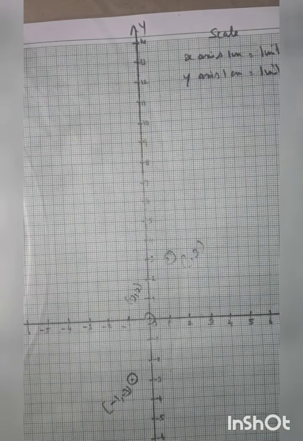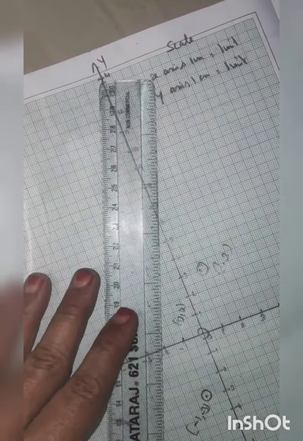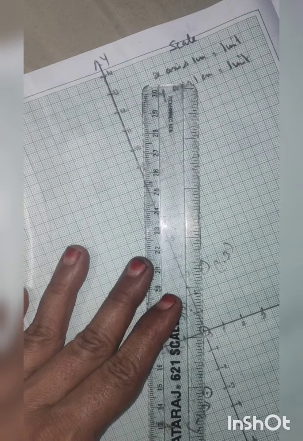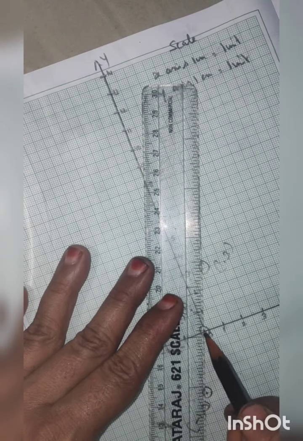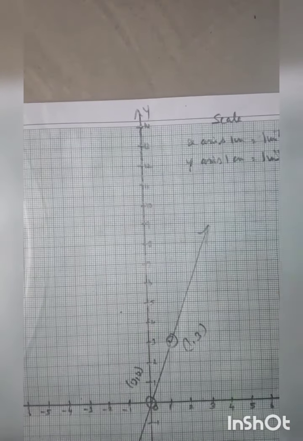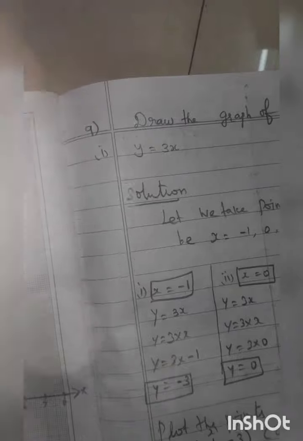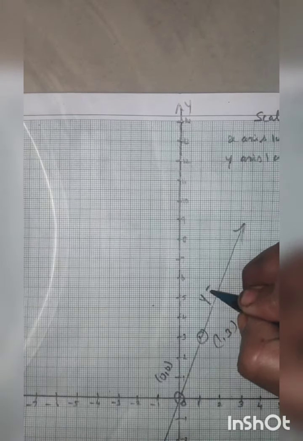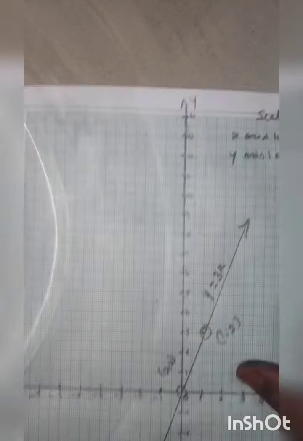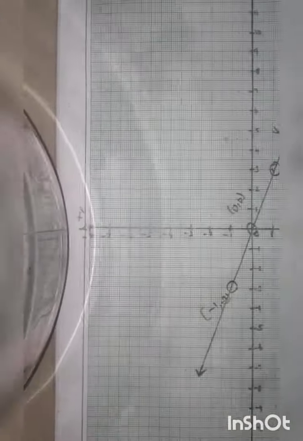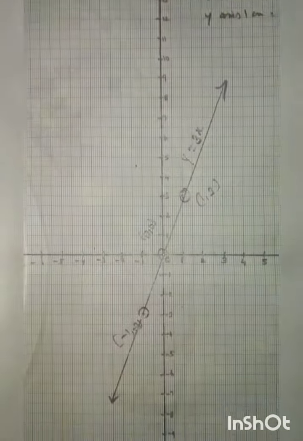These 3 points, you join there, and put the arrow mark. So what is the question? Y equal to 3x. This equation must be written on the line. Y equal to 3x. So whatever you want, write x, x dash, y, y dash.